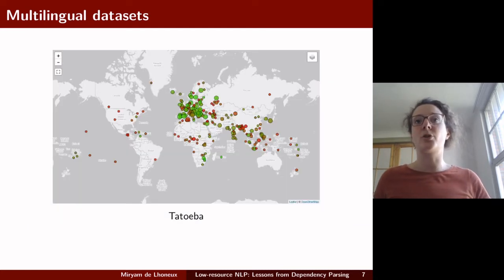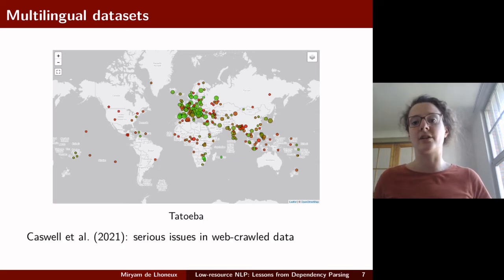A dataset that does much better on typological diversity is this Tatoeba machine translation dataset, and this is great. However, it uses web crawl data, and a recent study has found serious problems with some of the web crawl data that is included in this dataset. For some languages, there is basically no data that is actually linguistic. So the situation is pretty bad for some languages.